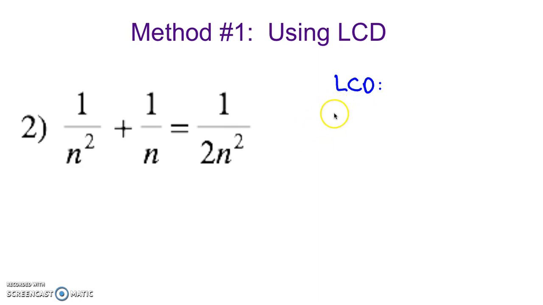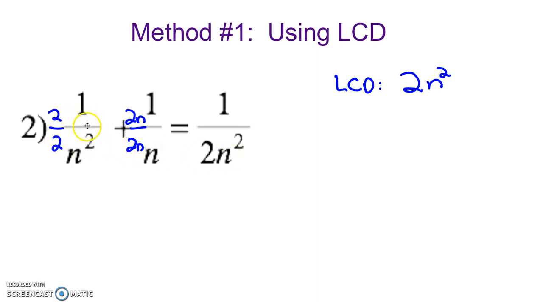In this case, I hope you see that the LCD is 2n squared, because we could turn each of these denominators into that denominator simply by multiplying by whatever is missing. In the first fraction, I need a 2, so I'll multiply by 2 over 2. In the second fraction, I need a 2 and an n, so I'm going to multiply by 2n over 2n. And in this last fraction, I have everything I need, so I don't have to multiply by anything.